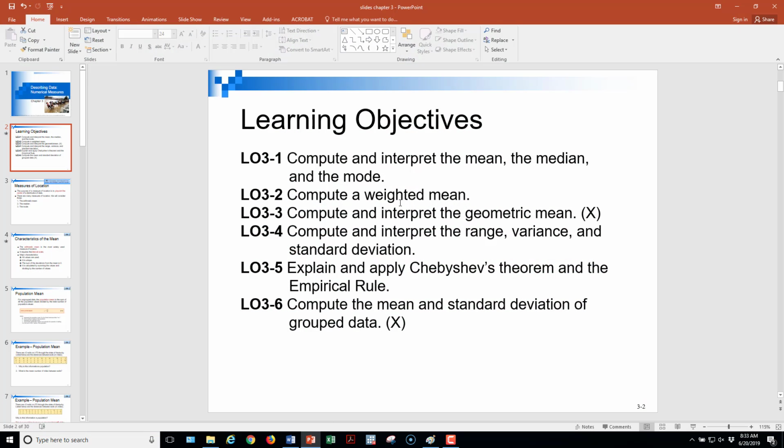In chapter 3, the sections included are 1, 2, 4, and 5. So 3 and 6 are not included. This video is about section LO3-1, or learning objective 1 in chapter 3: compute and interpret the mean, the median, and the mode.